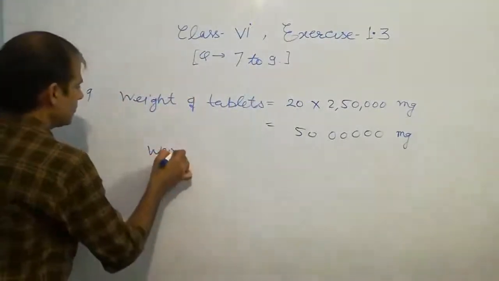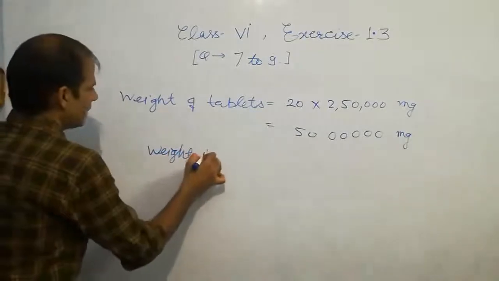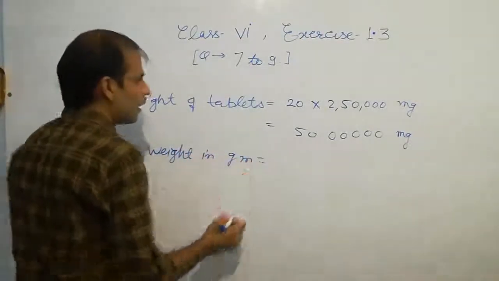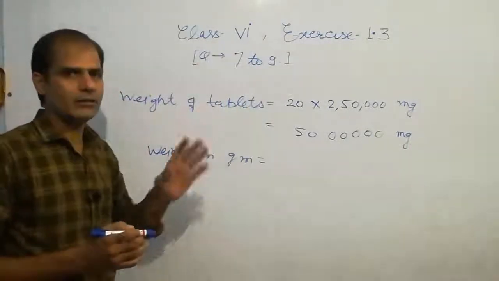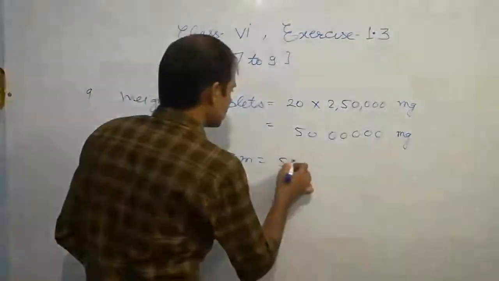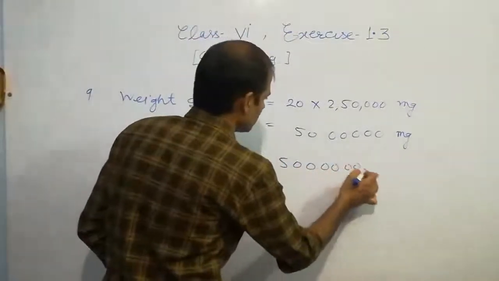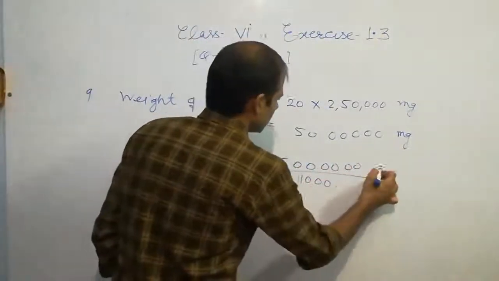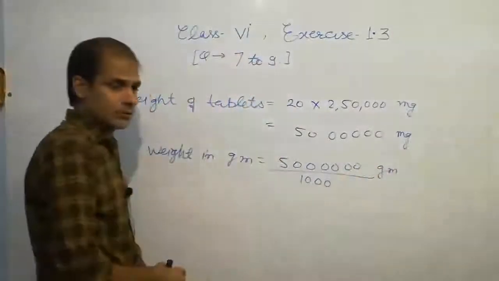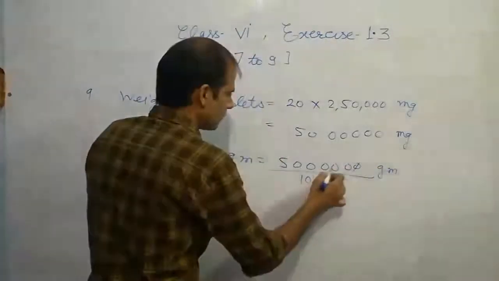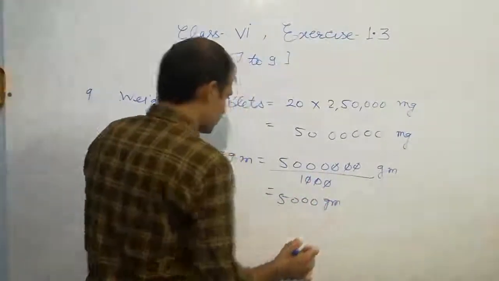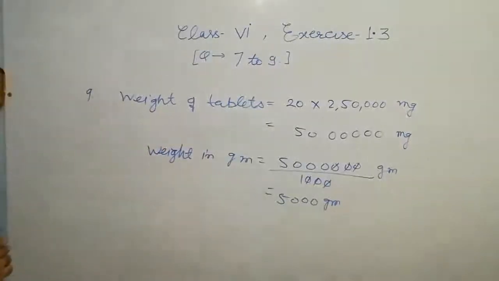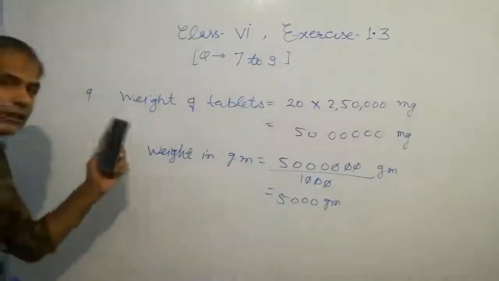We write weight in gram. If you convert milligram into gram, you have to divide this number by 1000. Okay, it is 5,000,000 by 1000 and the weight will be in gram. Now zeros can be cancelled and the value is 5,000 gram. Second part, okay, note it down.